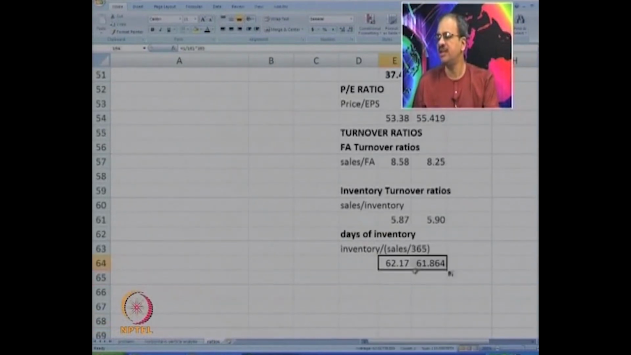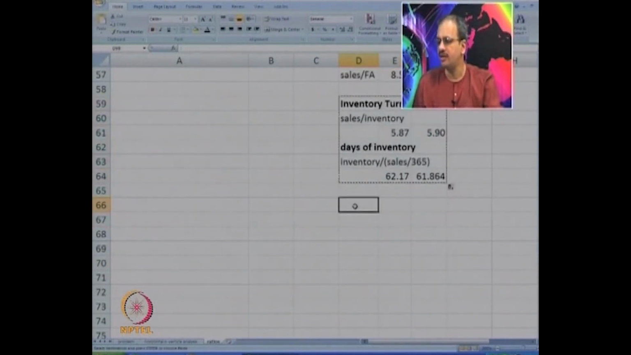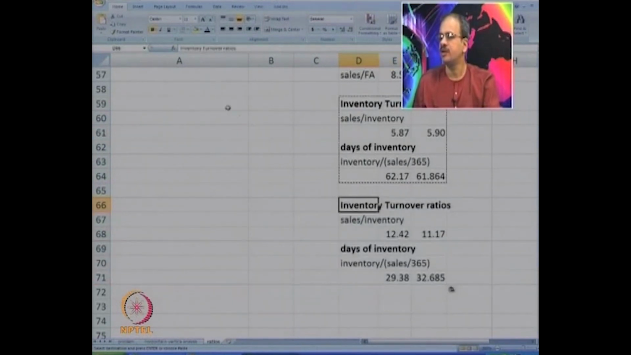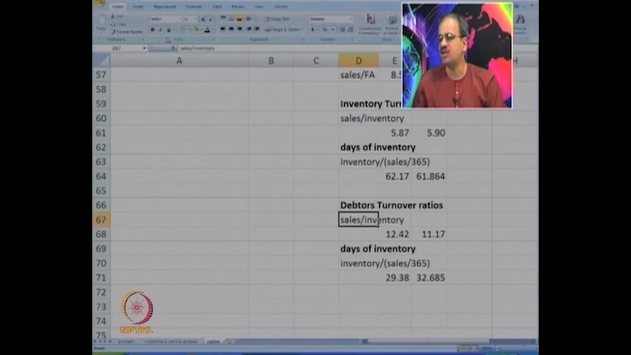Okay, so in terms of number of days, there is a 1 day reduction in the stock, not very significant, but at least the inventory values have gone down. The same ratios we will also try to calculate for debtors. So, similar to inventory turnover ratio, you also have debtors turnover ratio. This is also known as receivables turnover ratio.